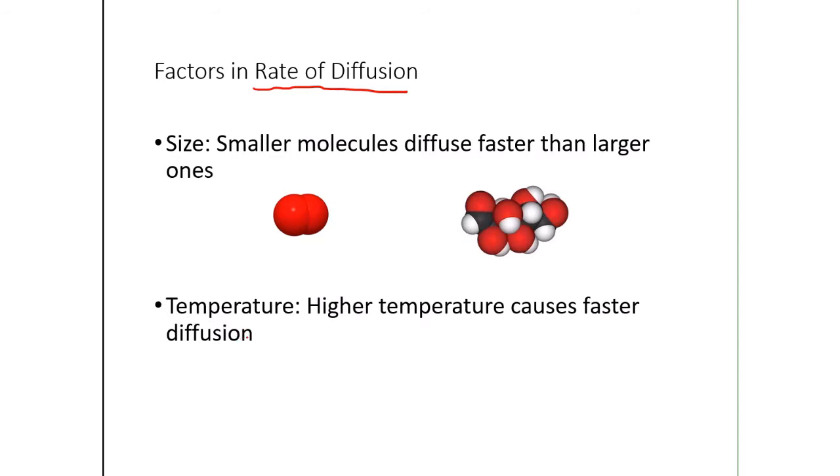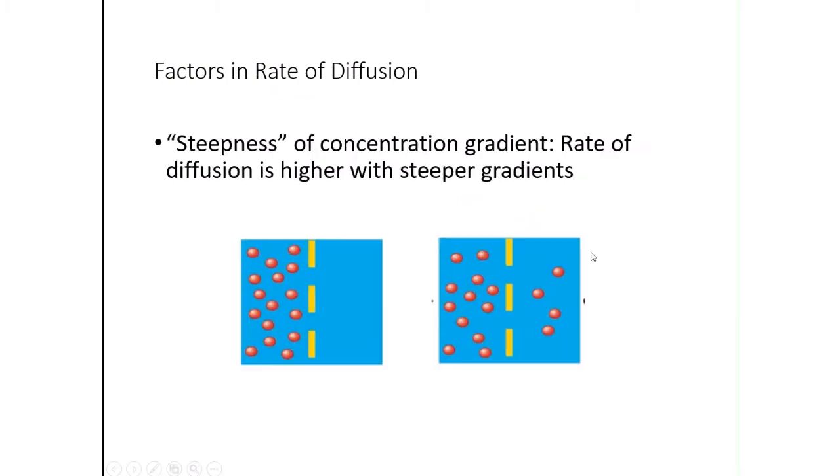Temperature also plays a role. Typically, if you have higher temperature, it would allow things to move a little bit faster, and therefore it will result in faster diffusion. Also, the steepness of the concentration gradient is going to determine how fast the diffusion will occur.